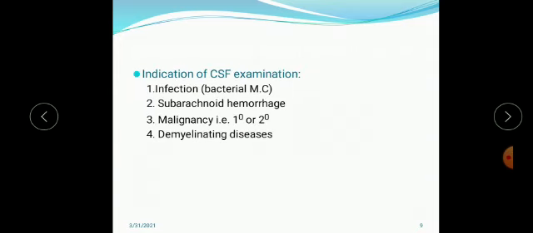So which are the indications of CSF examination? Whenever there is a suspicion of infection, bacterial infection is the most common cause. Whenever there is a suspicion of subarachnoid hemorrhage, malignancy, that is to detect the primary or secondary, and other demyelinating diseases.